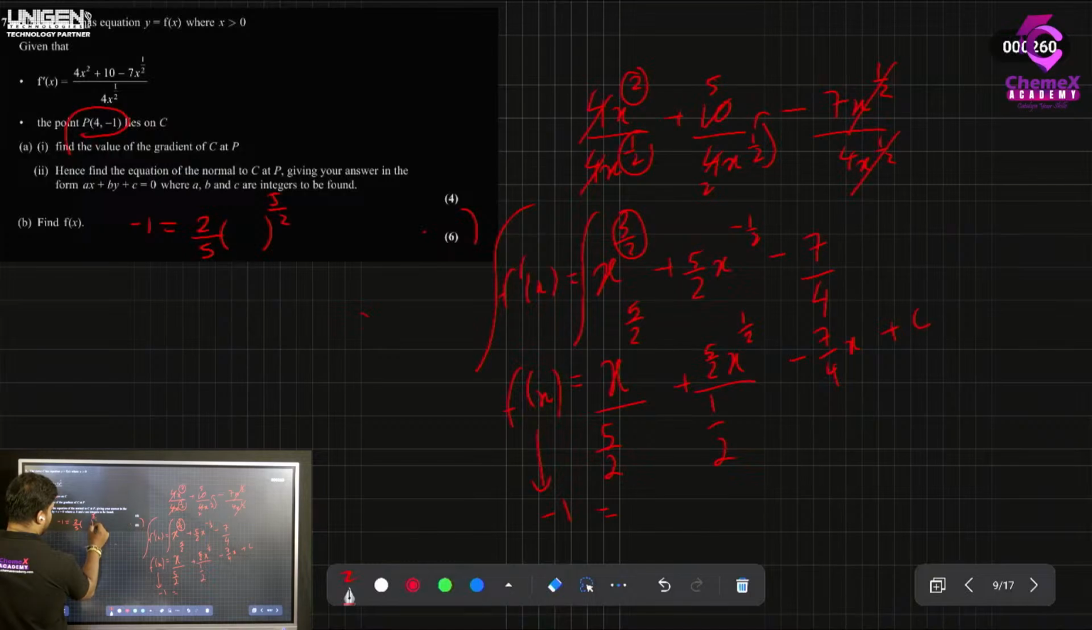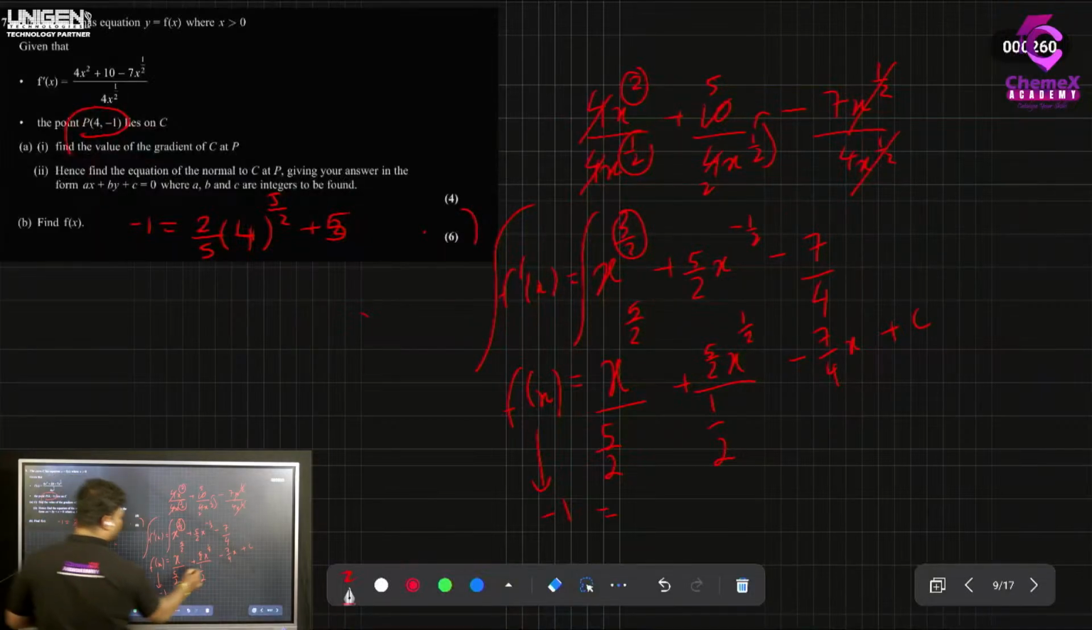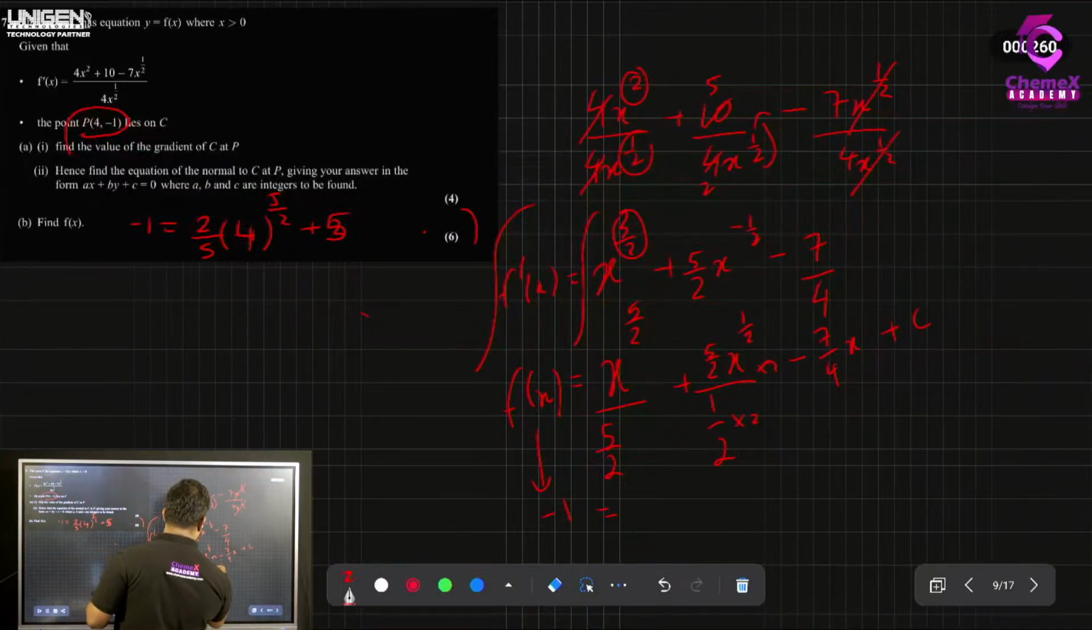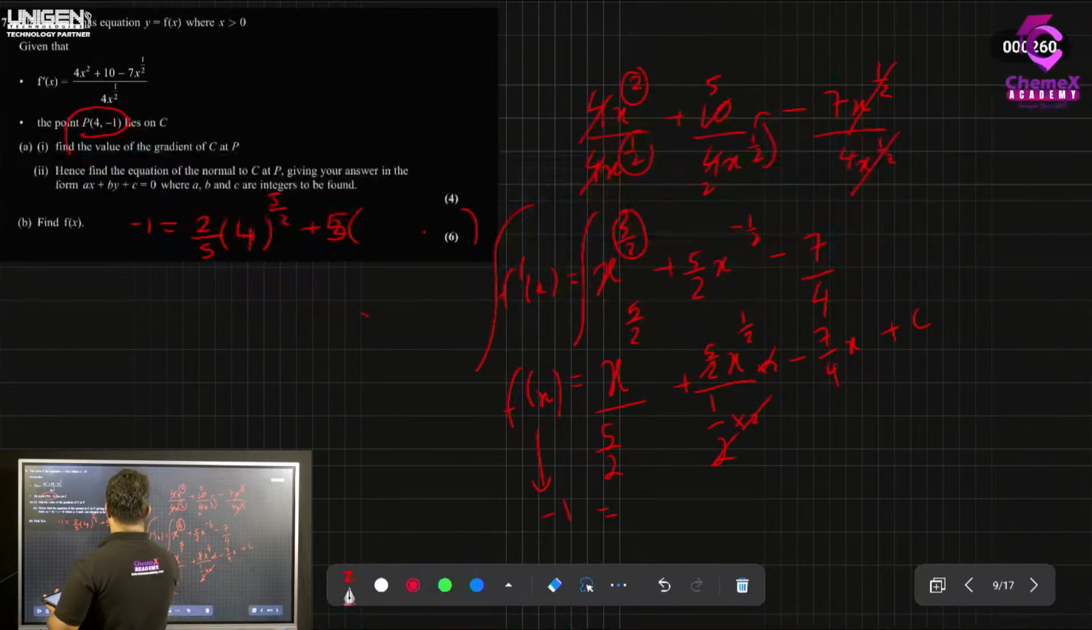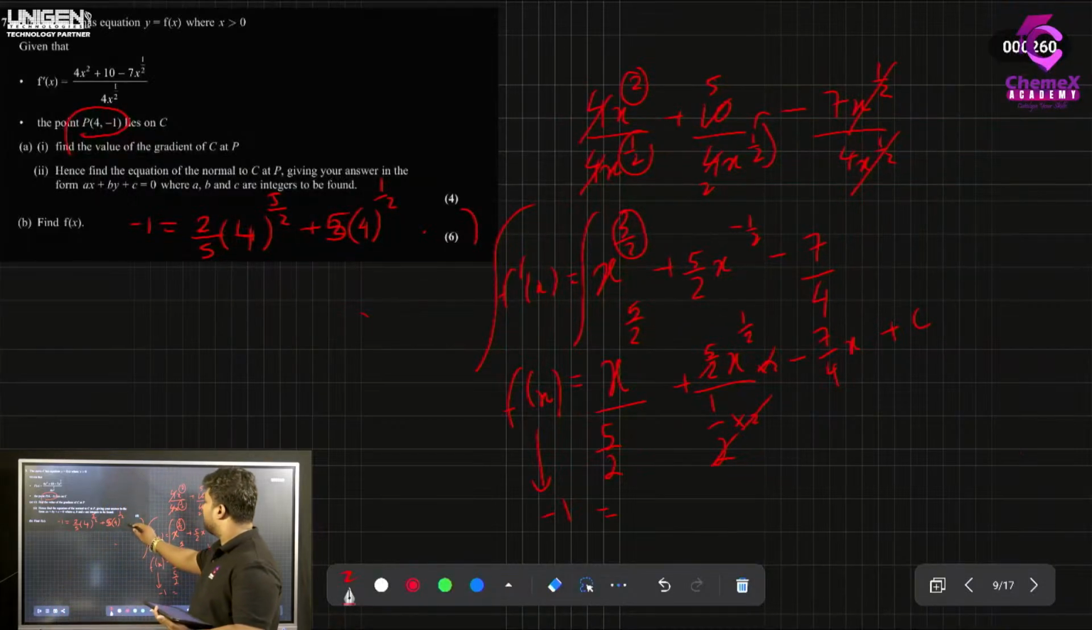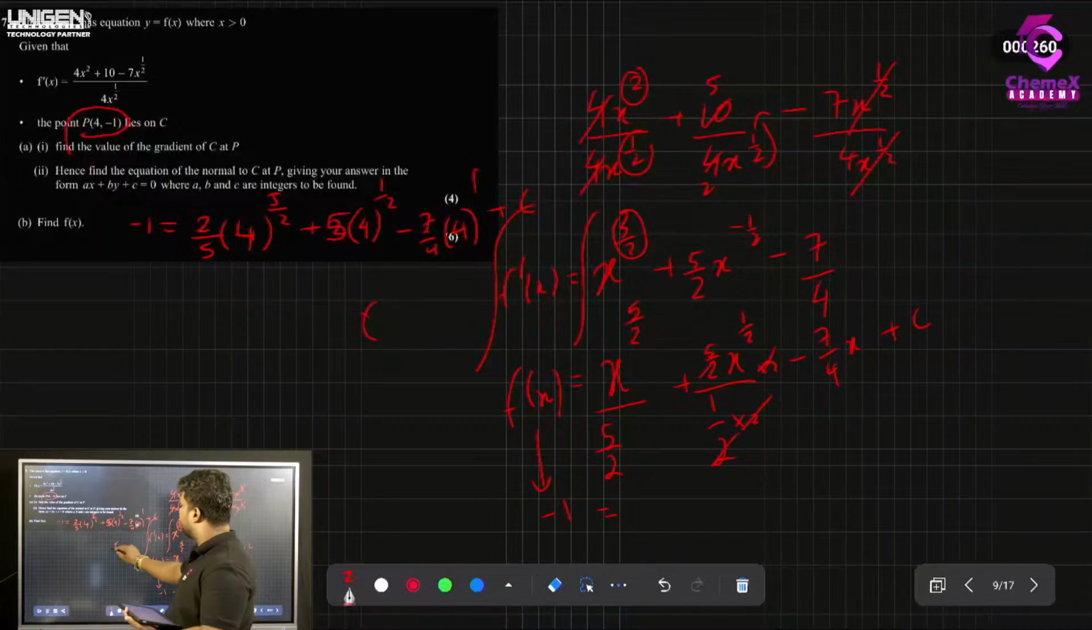So this is going to be minus 1 and 4 to the power 5 over 2 plus 2. 2 into 5 is 10. So you get 5, right? Just multiply by 2 on the bottom. X becomes what? 4 to the power half, 4 to the power half minus 7 times 4 to the power 1 plus 2. So can someone get me the C value?